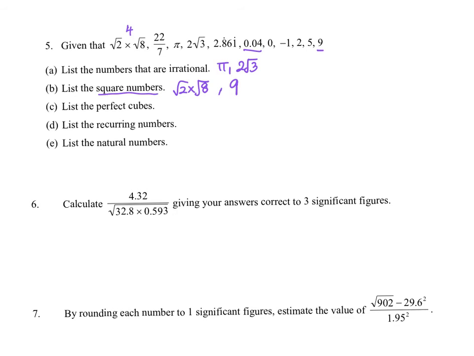Perfect cube. 0 is a perfect cube? Perfect cubes are all bigger than 1, 1 and above. So 0 is not a perfect cube. So is there any answer for this? Perfect cube? No, there's none. Okay, nothing. No, don't have.